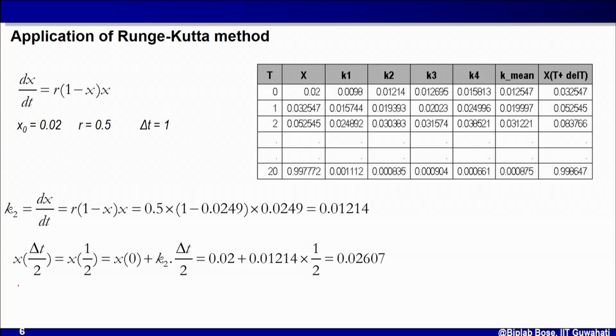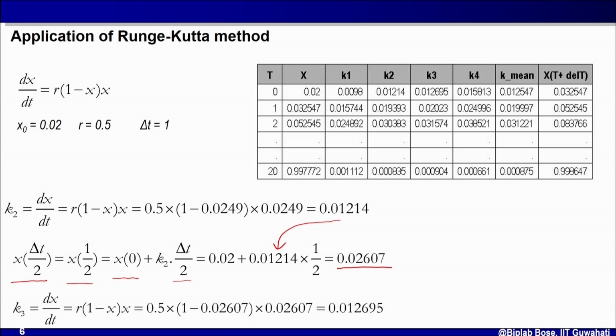So the value of x at that position, x at delta t by 2, where 1 is the delta t, will be the value of x at 0 time point plus k2, because now I will use the slope k2, into delta t by 2. If you put this value, k2 is this one that I have calculated in the last step, I get a new value of x as 0.02607.